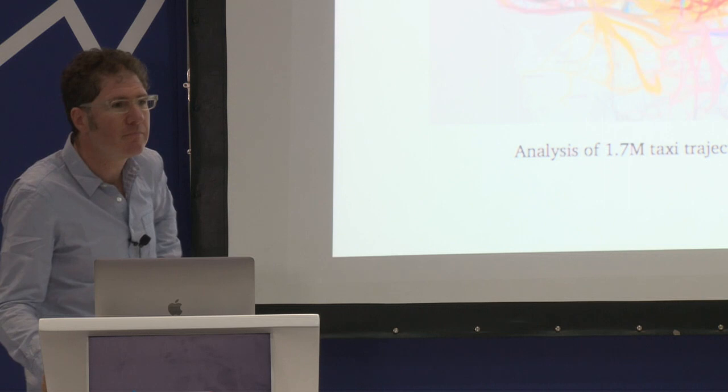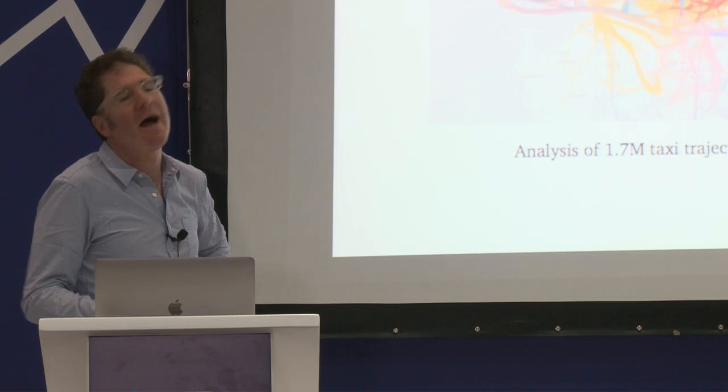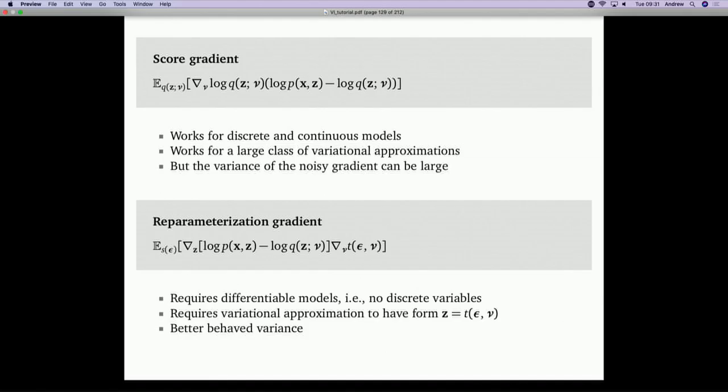Which slide? Ah, good. Okay, yeah. So let's talk about the difference between them. When to use which one? It's a natural question. So here's the score gradient. Here's the reparameterization gradient. Again, both of these are gradients of the ELBO written down as expectations, so I can use Monte Carlo approximation and stochastic optimization.